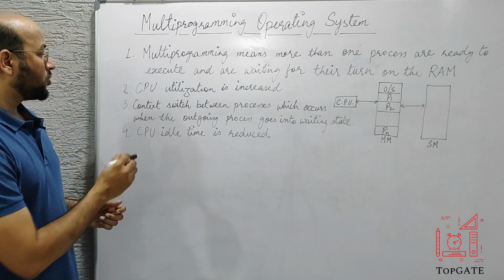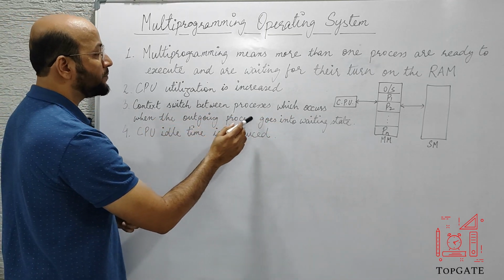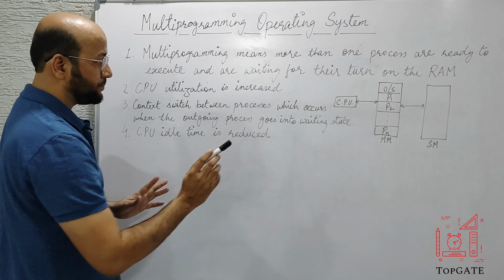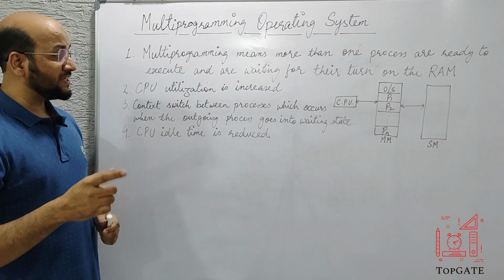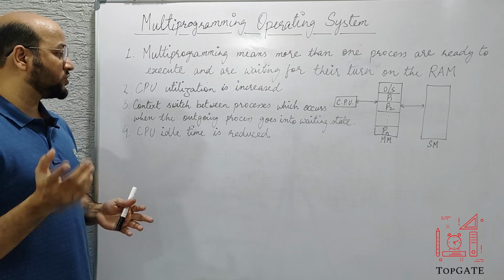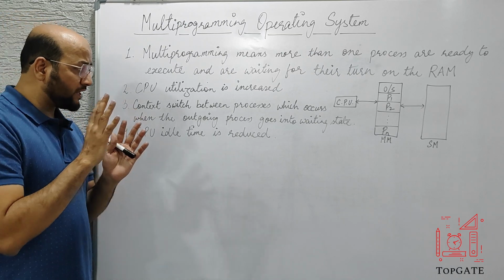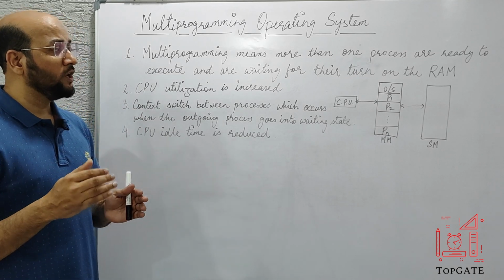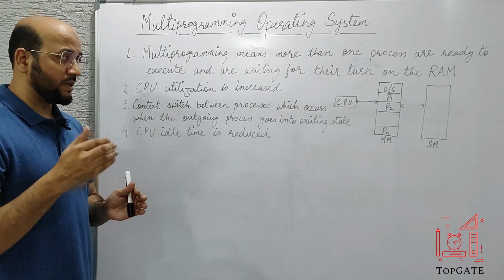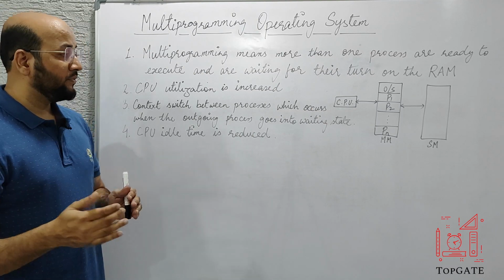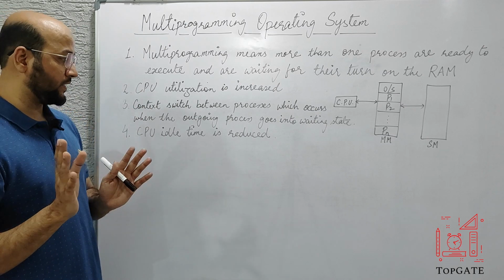Now the next point: context switch between processes occurs when the outgoing process goes into the waiting state. So we are doing a context switch when the process itself voluntarily goes to the waiting state. It is the requirement of the process to do the input output event. While it is doing the input output event, the CPU execution cannot continue. Therefore the OS shifts that process from the CPU to the waiting state.